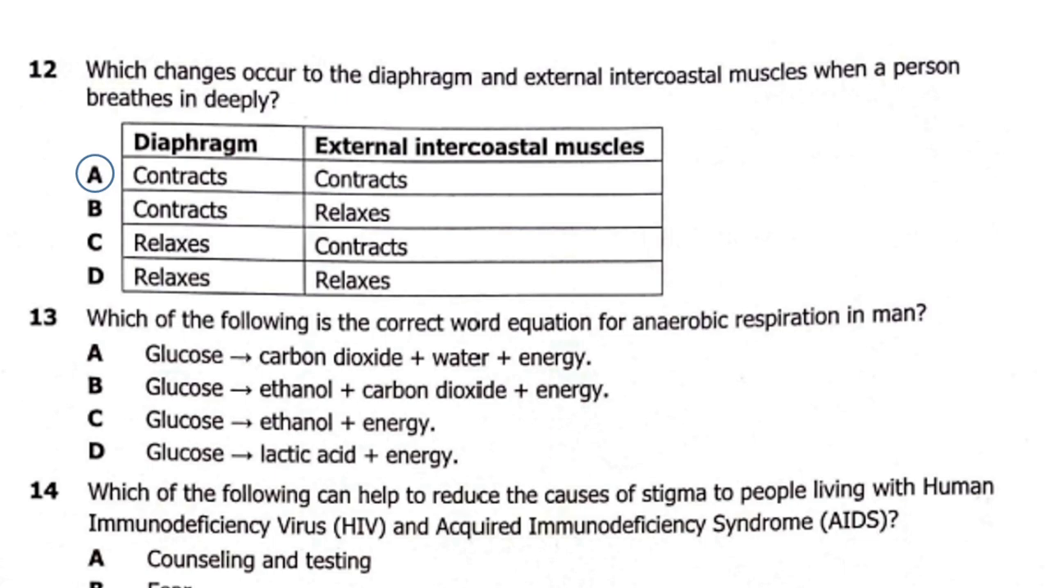Question 13. Which of the following is the correct word equation for anaerobic respiration in man? A. Glucose forms carbon dioxide and water and energy. B. Glucose forms ethanol and carbon dioxide and energy. C. Glucose forms ethanol and energy. D. Glucose forms lactic acid and energy. The correct answer here is D. Anaerobic respiration is what is referred to as lactic acid fermentation in man, where glucose will form lactic acid and energy.